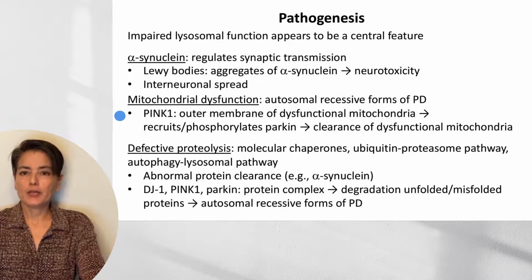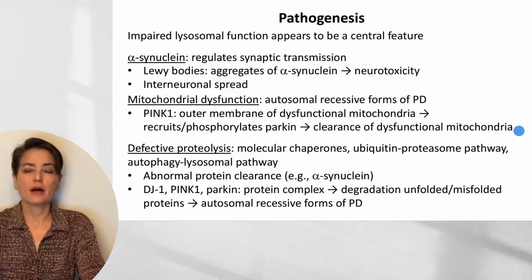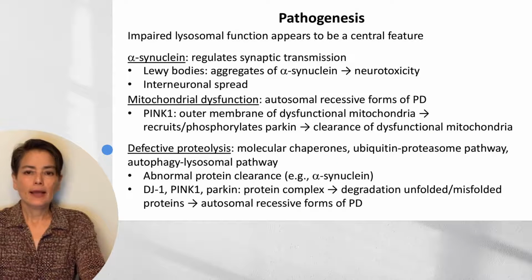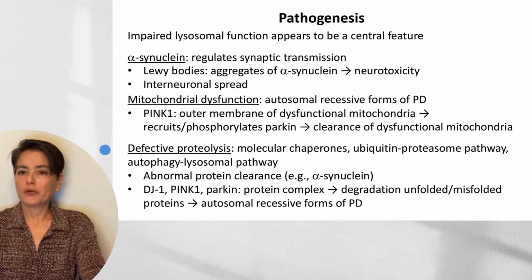When we have mutations that knock out PINK1, we can get Parkinson disease, and it's thought this is due to the accumulation of these dysfunctional mitochondria, which can be releasing reactive oxygen species, etc. And then finally, defective proteolysis is believed to play a role in the pathogenesis.